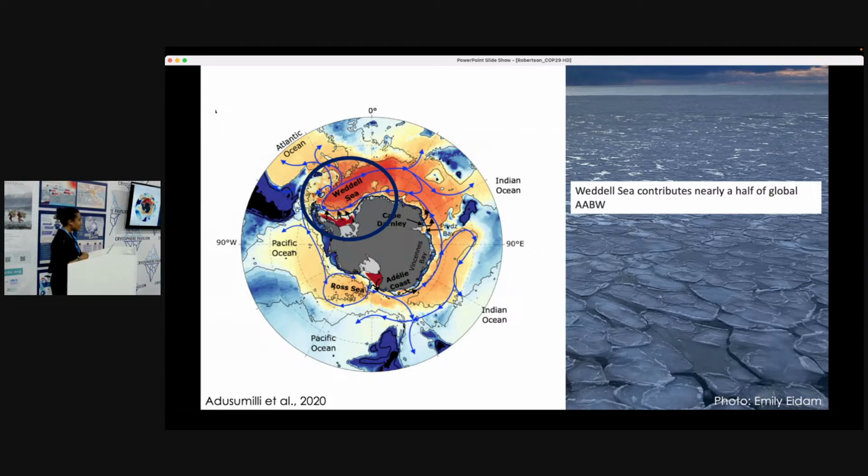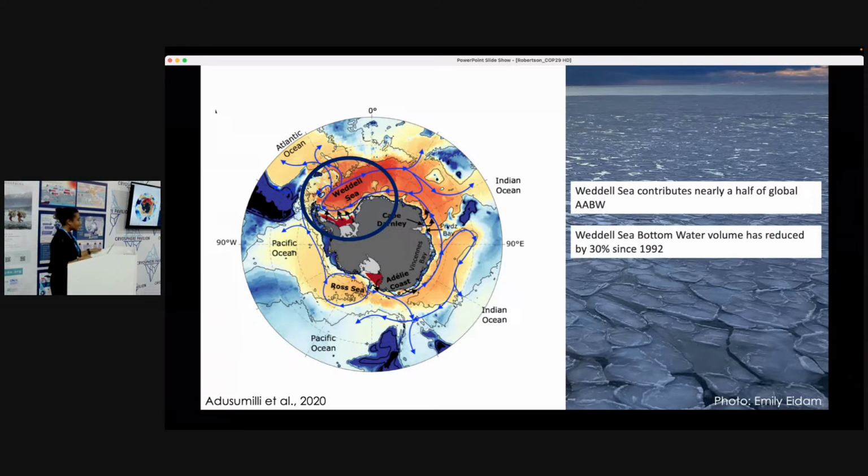The Weddell Sea is responsible for nearly half of all Antarctic bottom water export and formation. But at the same time, Weddell Sea bottom water has been experiencing a sharp decline in its volume. And we think this is likely driven by changes in sea ice regimes.